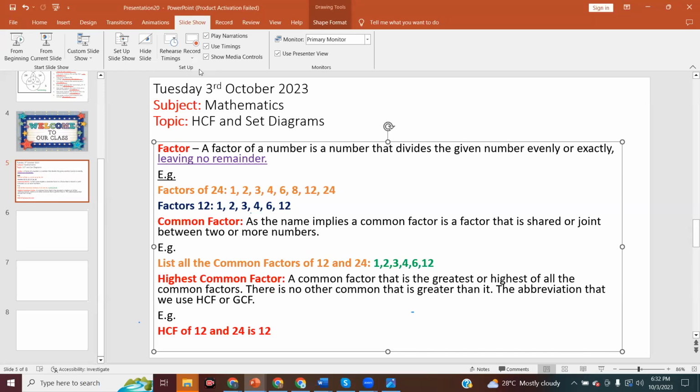There are some persons who are still writing. So I'm going to ask Kaden, what is a factor? A factor of a number is a number that divides a given number evenly or exactly, without leaving a remainder. Very good.